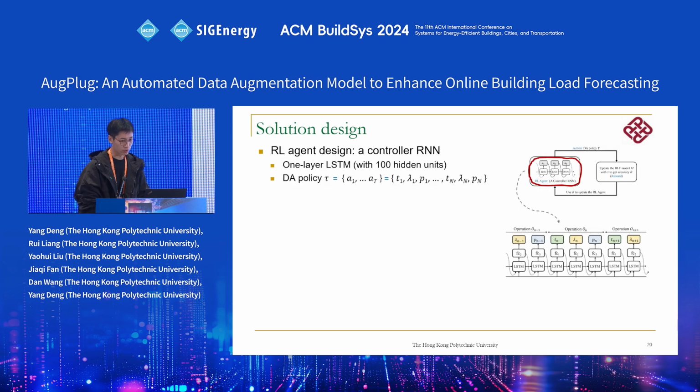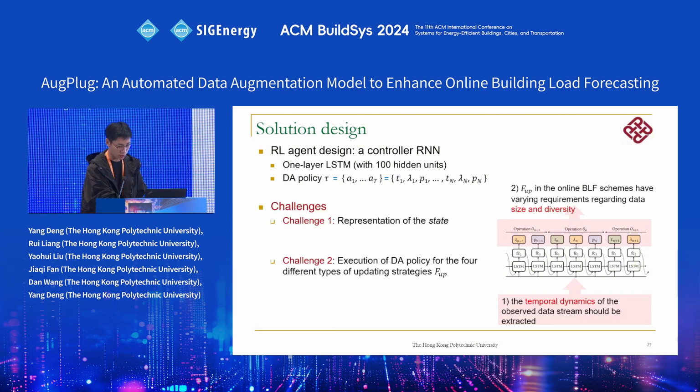Then we introduce the RL agent design. Generally, the RL agent in AutoDA is an RNN model, as we mentioned. We develop an LSTM model to predict a sequence of actions in an auto-regressive manner, where each action represents the type, magnitude, or the probability.